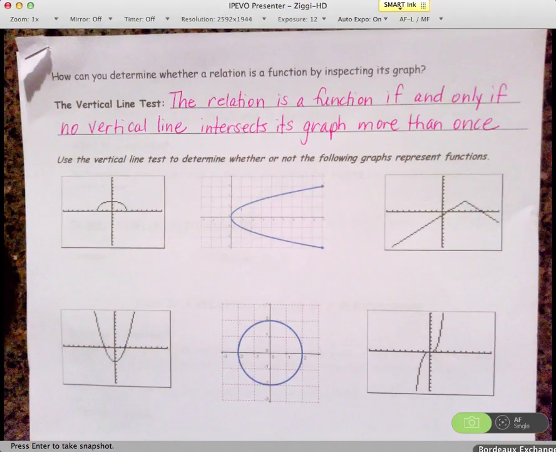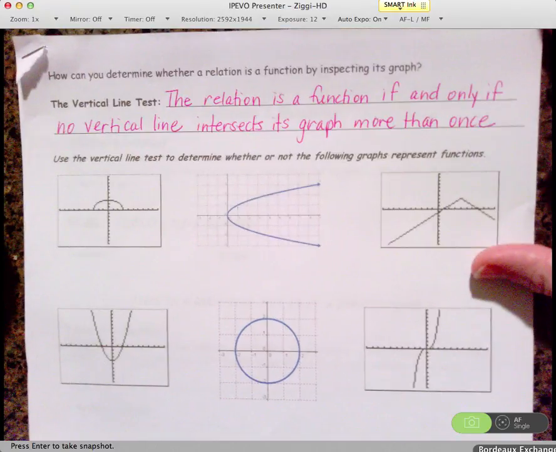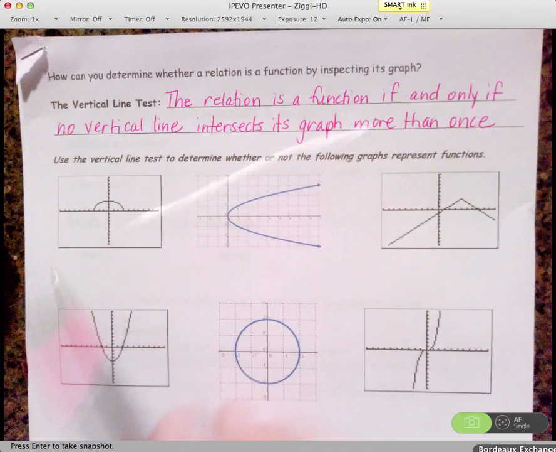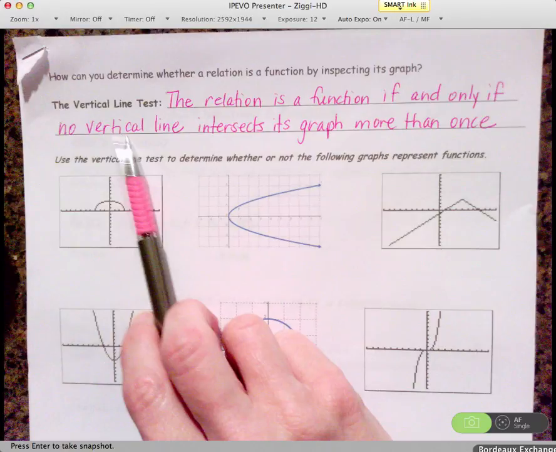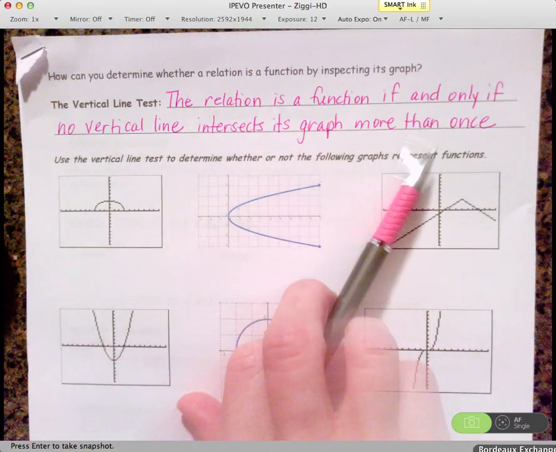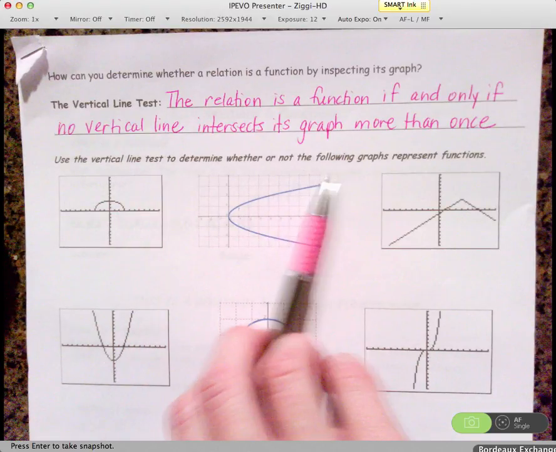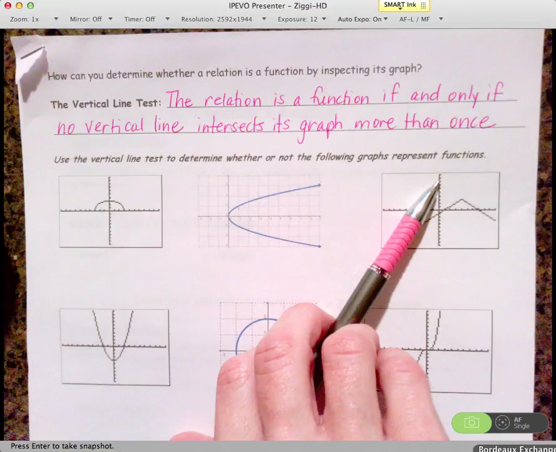So how can you determine whether a relation is a function just by inspecting its graph? We use what's called the vertical line test. The relation is a function if and only if no vertical line intersects its graph more than once. So what does that mean?